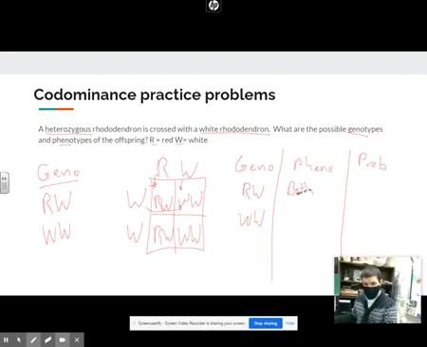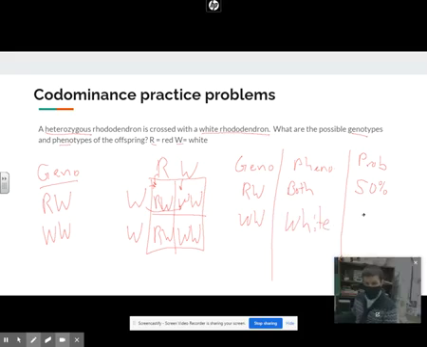And then probability, well, we have 1, 2 out of 4. So that's 50%, 1/2, 0.5, 2 out of 4. All of them mean the same thing. And then WW, that phenotype is white. It's an all white phenotype, and the other 50%. Excellent.